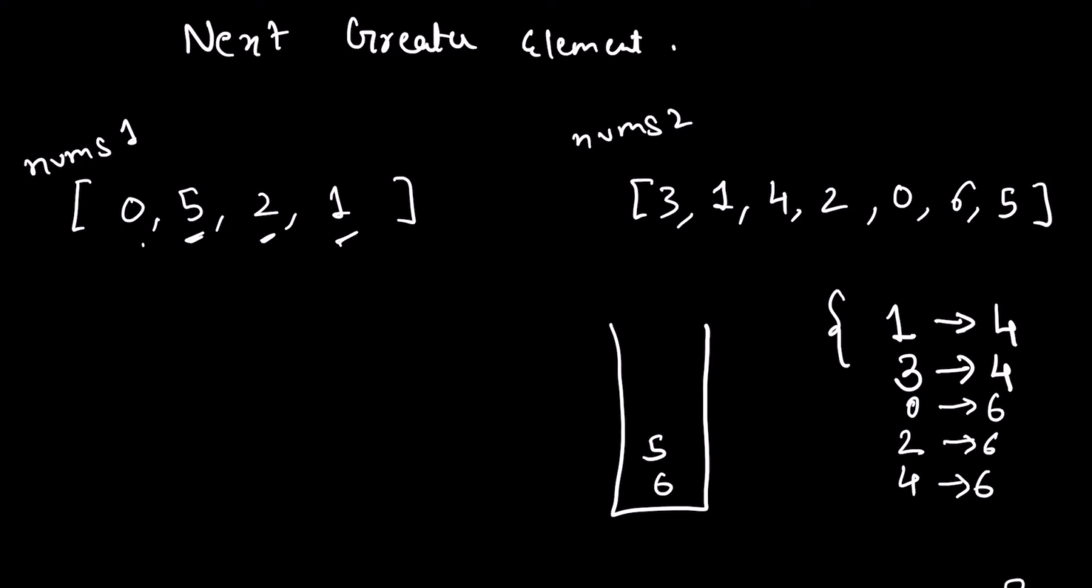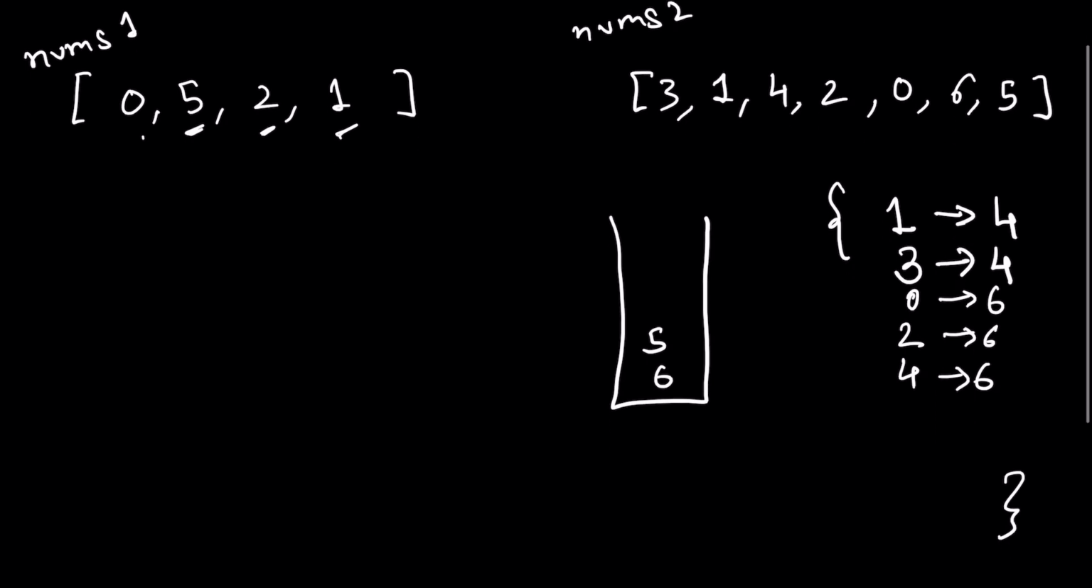Once you've done this, if you're still left with some elements in your stack, just pop them off one by one and assign them the value -1.